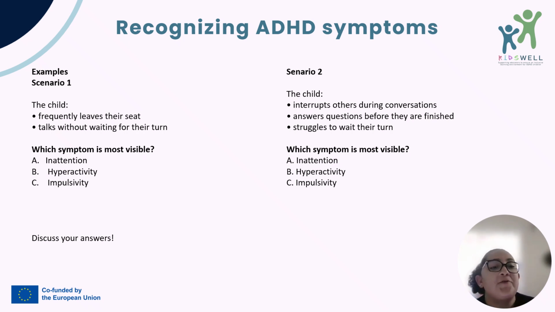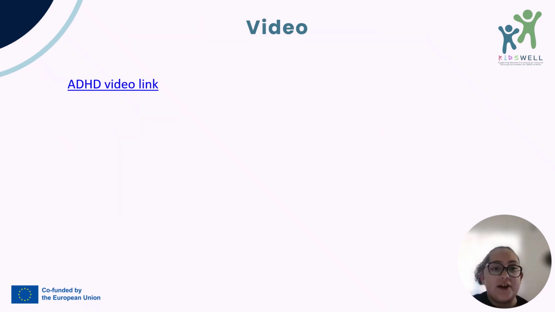So as we see, the first one is about hyperactivity, as the child frequently leaves their seat and talks without waiting for their turn. And the other one is mostly about impulsivity, because the child struggles to wait for their turn, answers questions before they are finished, interrupts others during conversation, and so on. Let's see now a video.